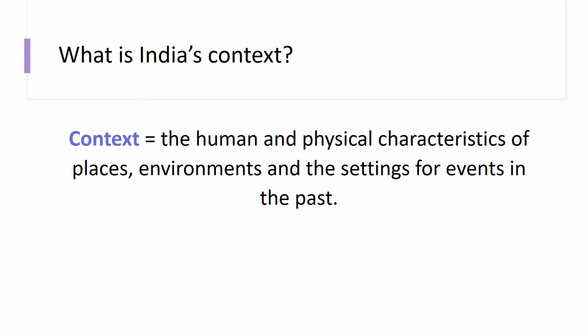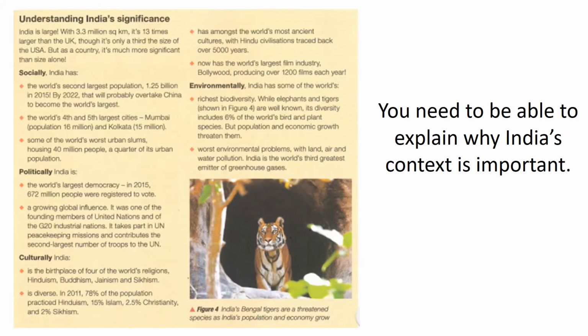Please write the new title, India's Context, and write out the definition. Context, the human, man-made and physical, natural characteristics of places, environments, and the settings for events in the past. You need to be able to explain India's significance or importance, particularly related to its context. And this slide chunks that into 4 categories: social context, political context, cultural context, and environmental context, giving some background behind India.